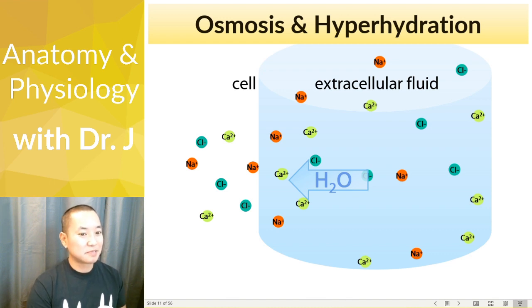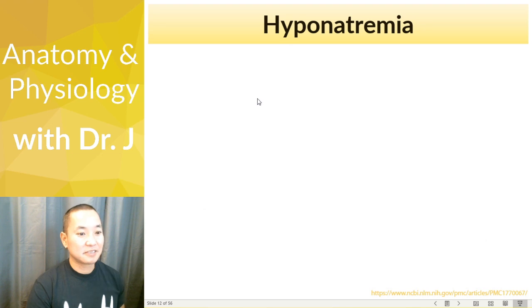So again, this is one reason why hyperhydration can be potentially fatal. This is why you don't inject pure distilled water into a patient. Why? Because you don't want to cause their red blood cells to undergo hemolysis or any of the surrounding endothelial cells or other cells. Now let's talk about hyponatremia.